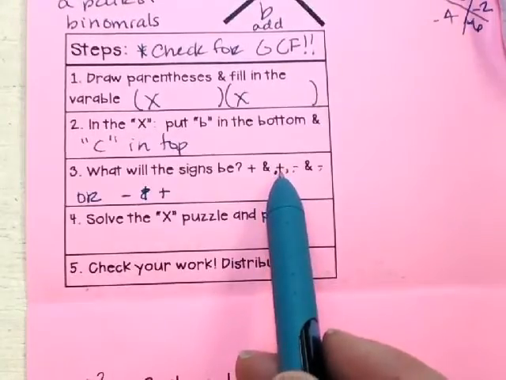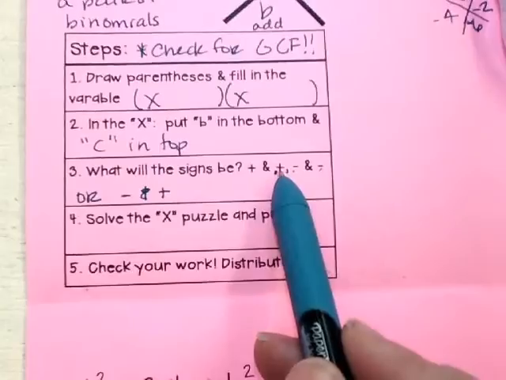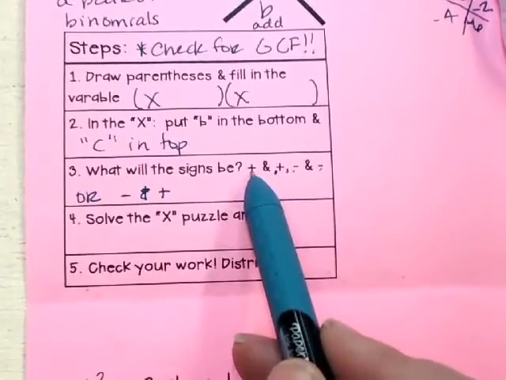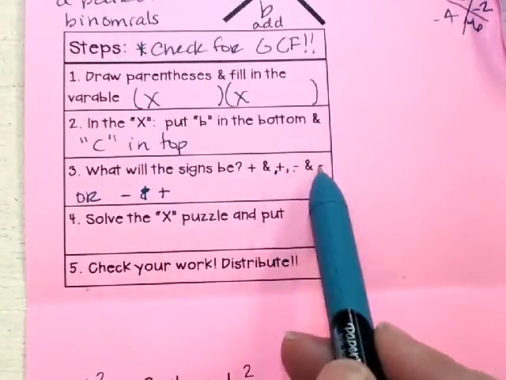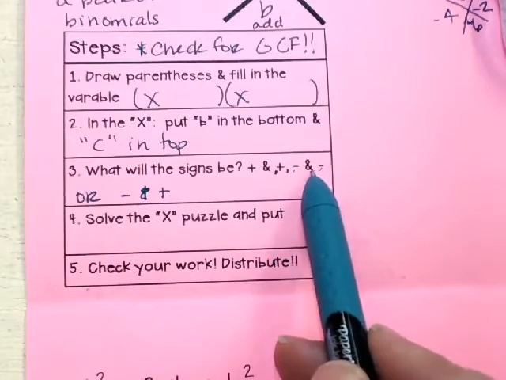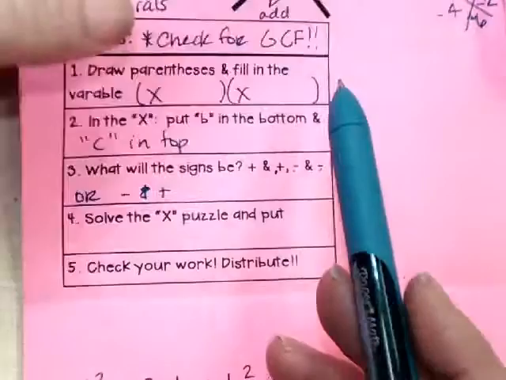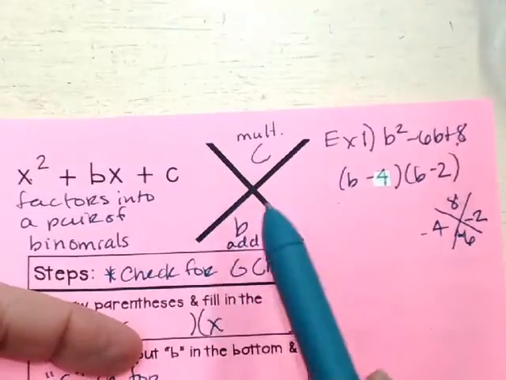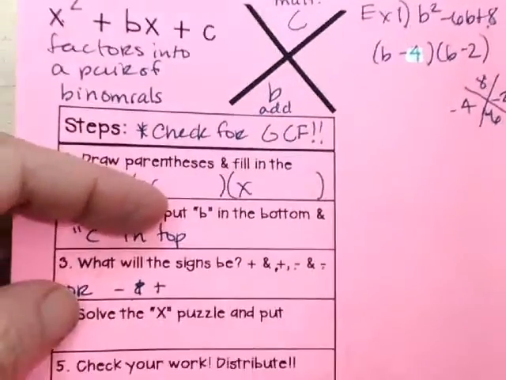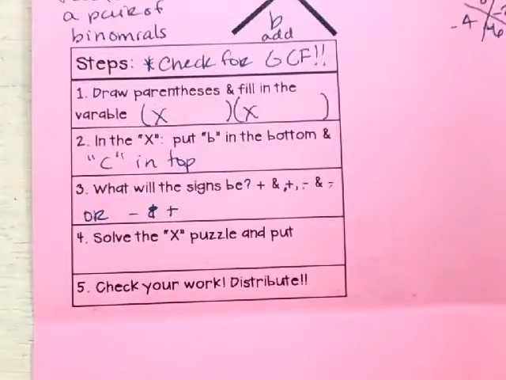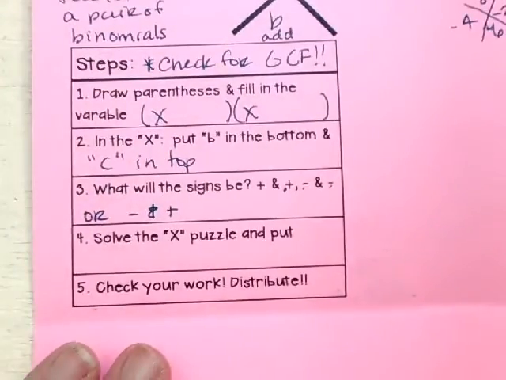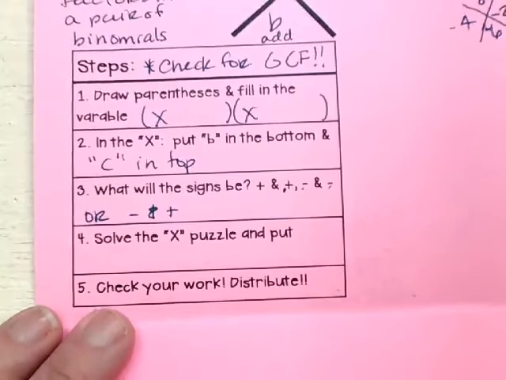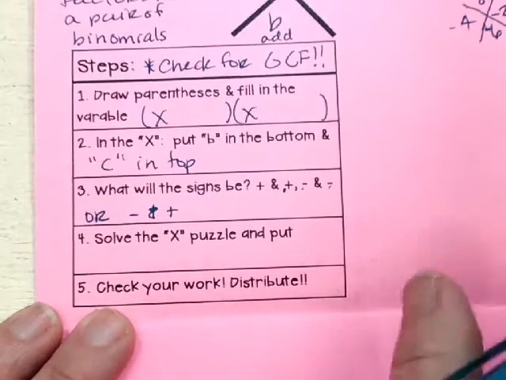If your C term is positive, then you're either going to have 2 positive factors or 2 negative factors. But if your C term is negative, then you're going to have a positive and a negative factor, because that's the only way you're going to get a negative product. Some of you get that, some of you don't. Think about it.